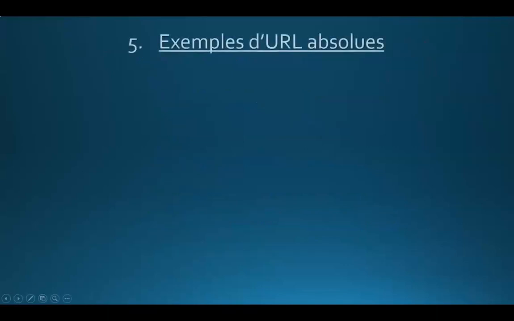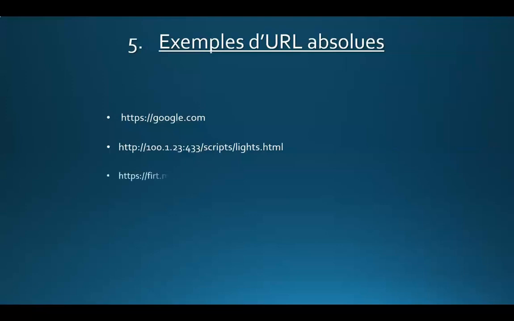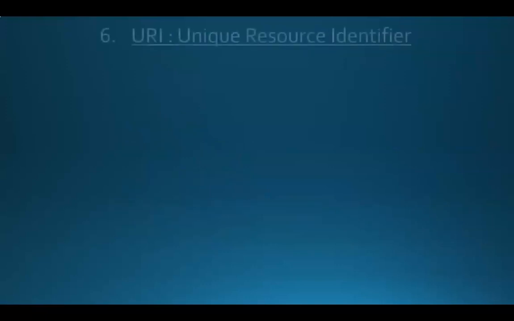So we will see some examples of absolute URLs. For example, you have the typical URL, which we know well, http://google.com. We can have a type of URL like this one, HTTP with lots of numbers. And here you will find in the same way your host, your port, your path, your arguments, and the anchor ID. So here are the different types of URL that you can see.